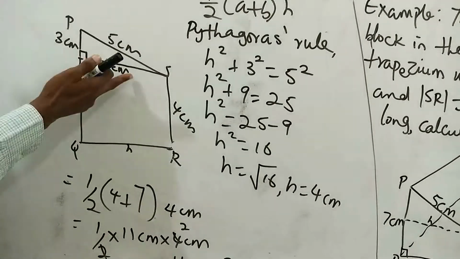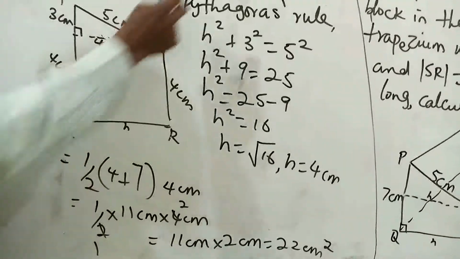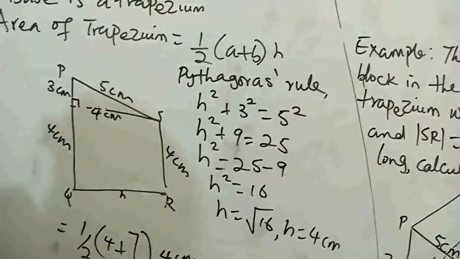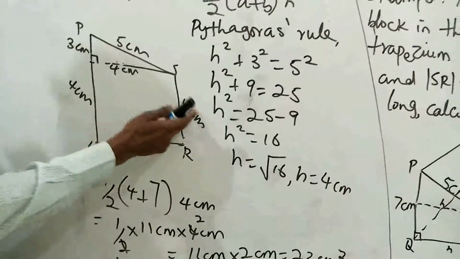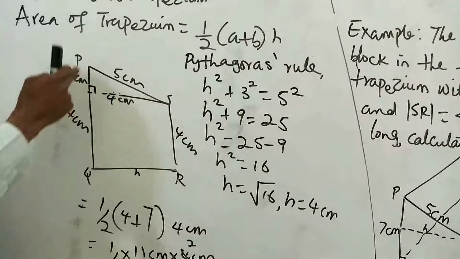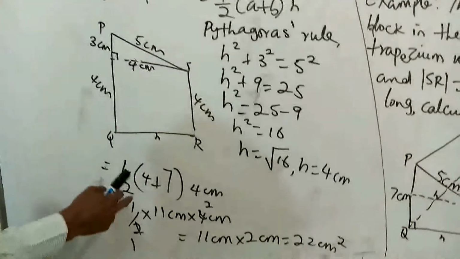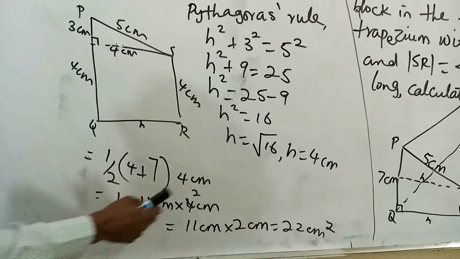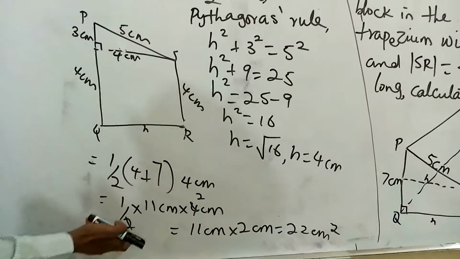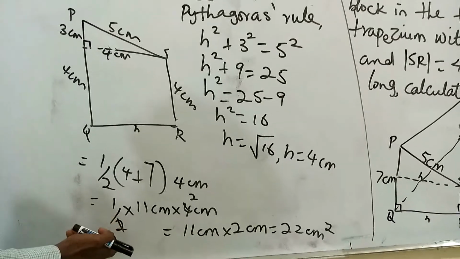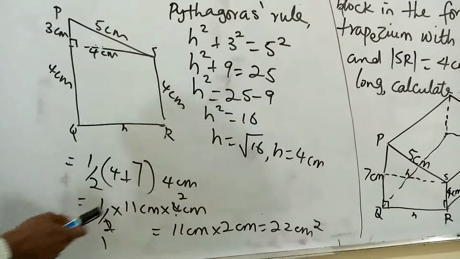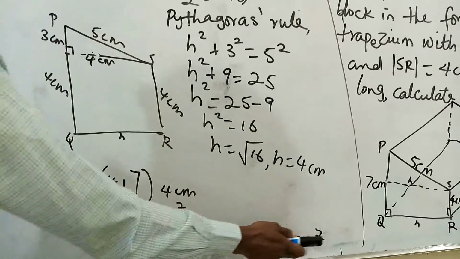Having gotten our height, we apply our formula for area: half into brackets A plus B, times height. That's half times 4 plus 7, which is 3 plus 4, 7, then times our height of 4 cm. So 4 plus 7 gives us 11, times our height of 4 cm. 2 into itself is 1, 2 into 4 is 2. So we have 11 cm times 2 cm equals 22 cm squared.